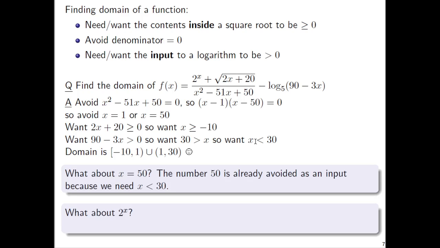And then you might say, well, what about that x equals 50? Well, the number 50 is already avoided as an input because we needed x to be less than 30. We required x to be less than 30, so we stopped. We already stopped with x has to be less than 30, done. So there's no additional interval to include here.